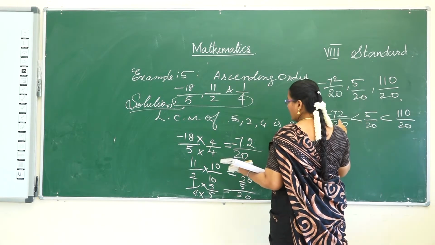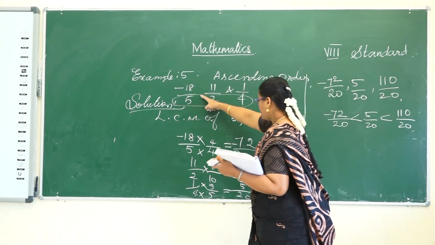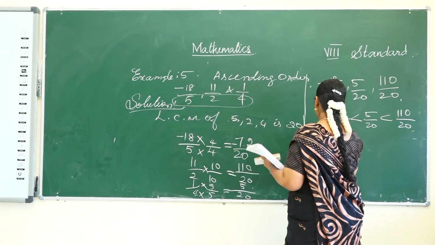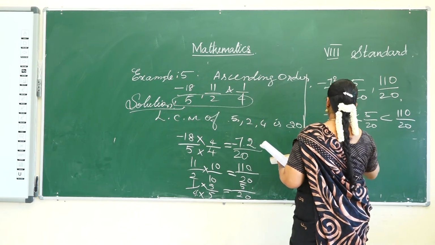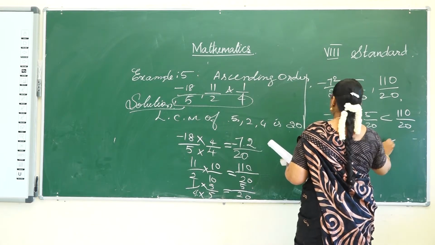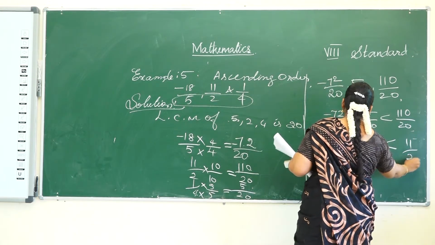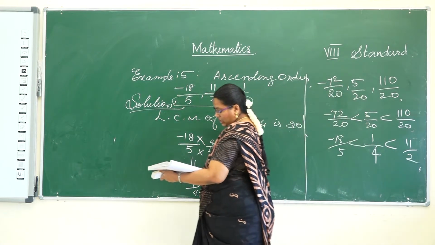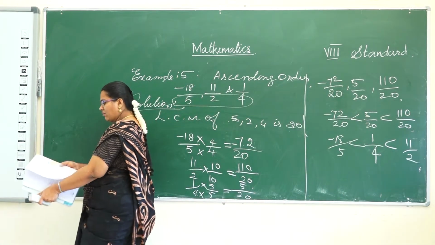So, which value is given in this question? So, first is 71 minus 18 by 5 is greater than 5 by 20, that is the value 1 by 4 is less than 11 by 2. This is the ascending order for the given rational numbers.